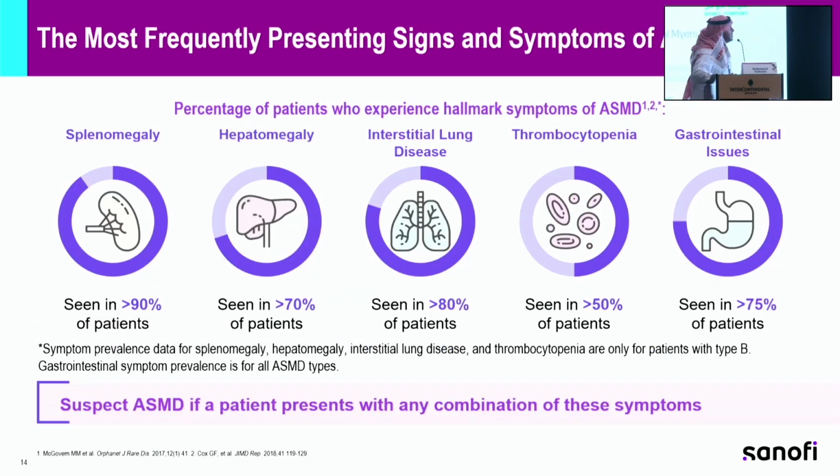So here in this slide, you will find the most frequent presentations in ASMD. Around 90% can present with splenomegaly, 70% with hepatomegaly, 80% with interstitial lung disease, 50% with thrombocytopenia, and 75% with GI symptoms. So if you have these symptoms, you put ASMD and lysosomal storage disease in your differential diagnosis.